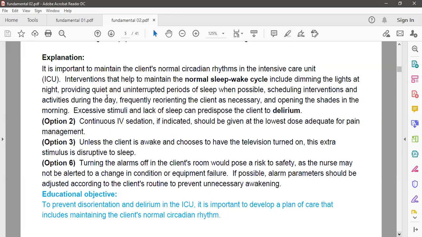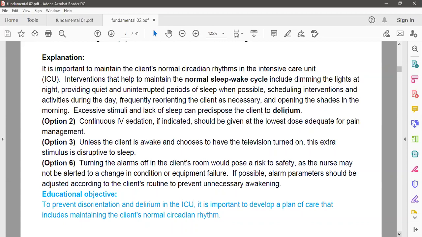The patient will be organized. They prepare themselves. Also, opening the shade in the morning. Excessive stimuli like turning on the TV or bright light impair sleep. Also, sleep deprivation can predispose the client to delirium.